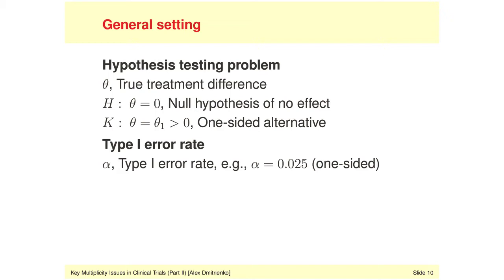Our goal here is to discuss statistical methods that help us perform multiple looks at the data to be able to test the null hypothesis of no effect in a way that the overall type 1 error rate is controlled at a one-sided alpha of 0.025.